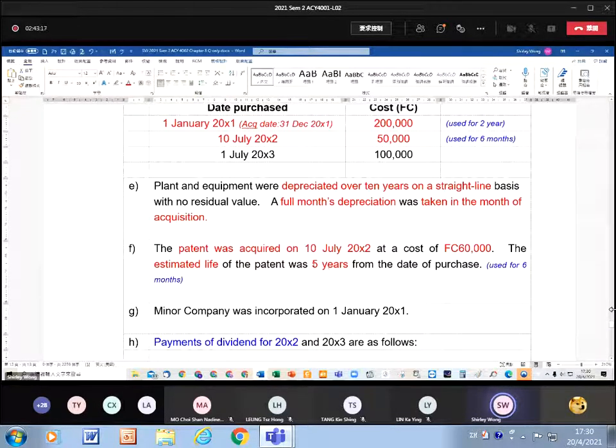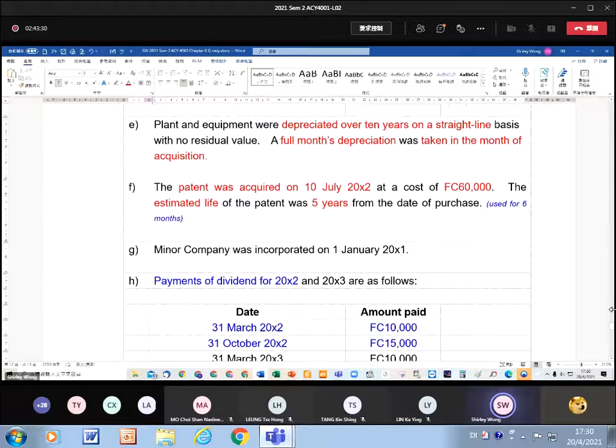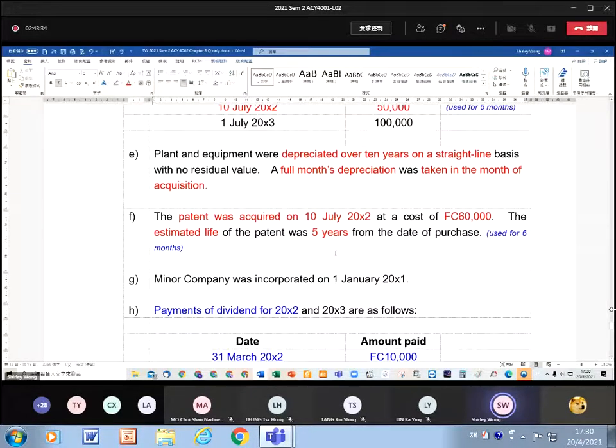And then it can be used for 5 years. Again, we also purchase it on 10th of July. Therefore, the amortization is only 6 months. And then the question says that it incorporates on 1st of January, and then after 1 year, we purchase it, and then the acquisition day.